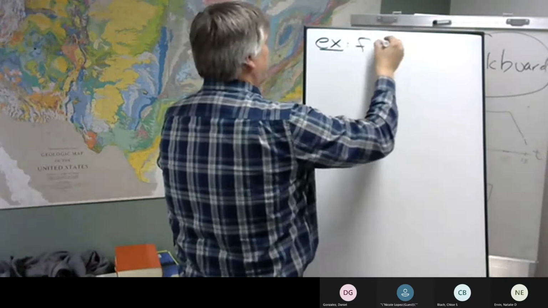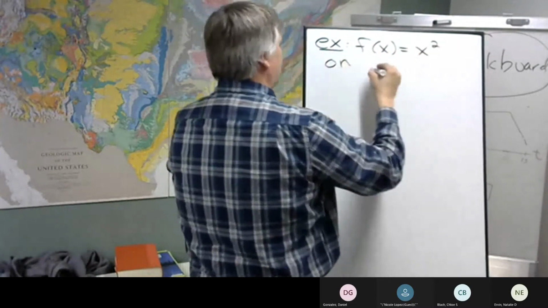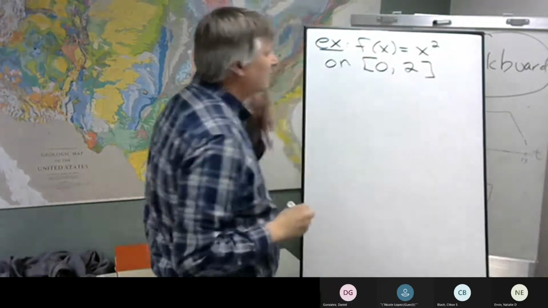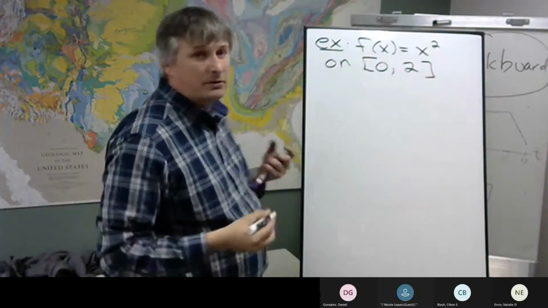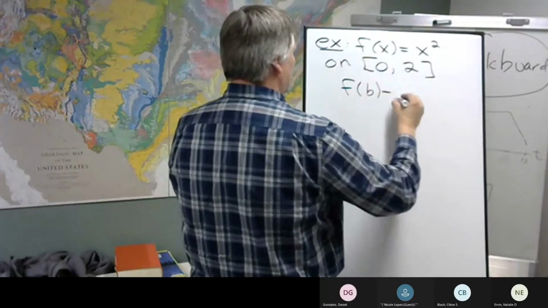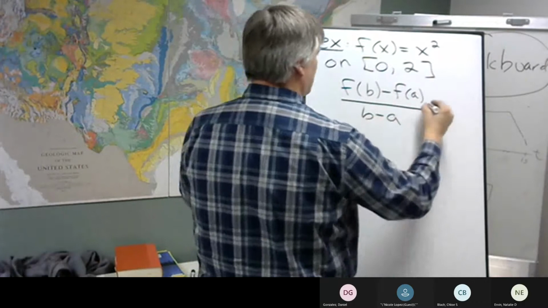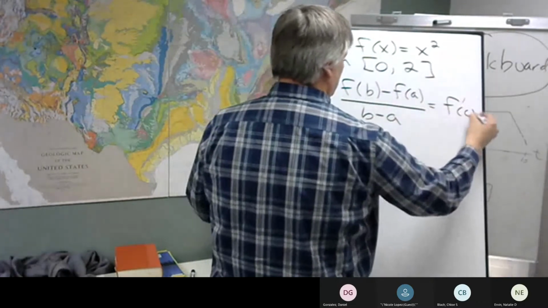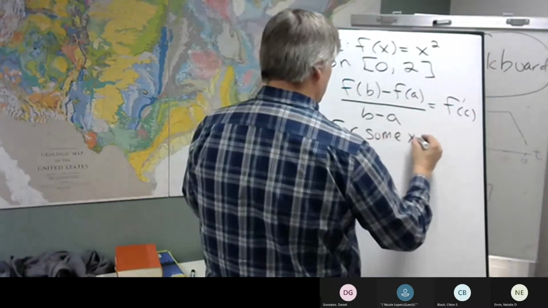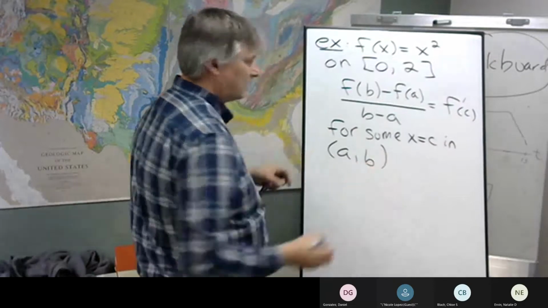So let's say we have f of x equals x squared on the interval 0, 2. So what we're going to do is this. Mean value theorem says, this is what it says.